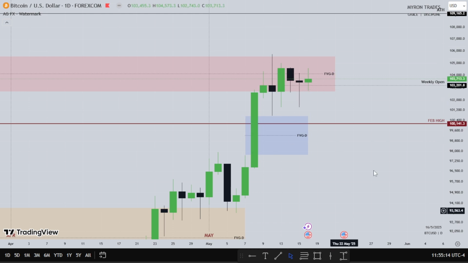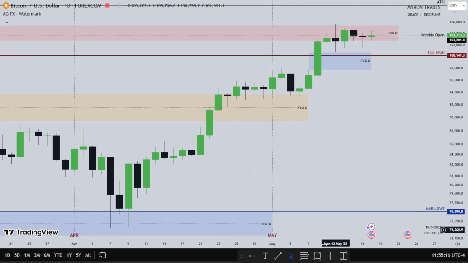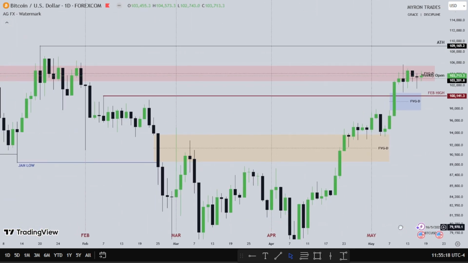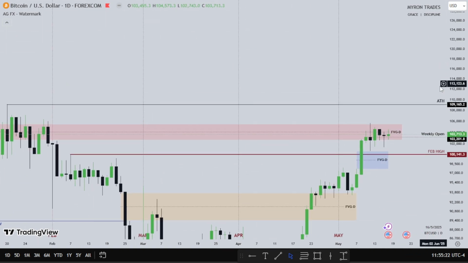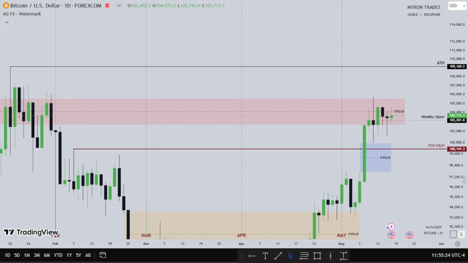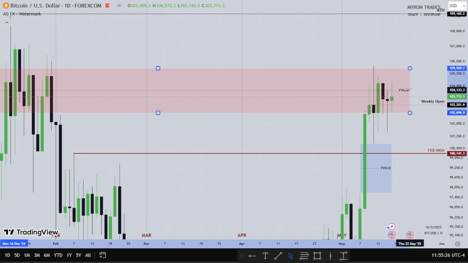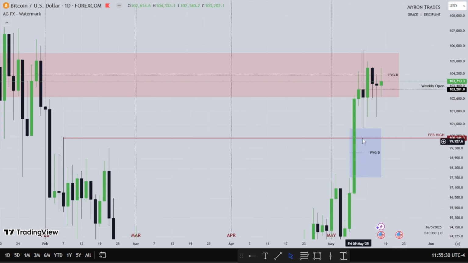Bitcoin has been rallying since April. So I want to see Bitcoin take out all-time high. That's 109. So Bitcoin might turn this fair value gap to support to go higher, or maybe reach down into this fair value gap here.